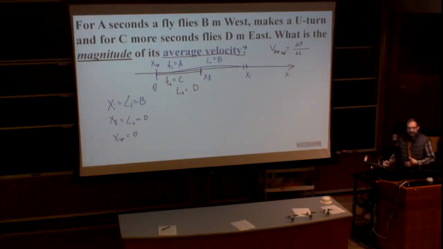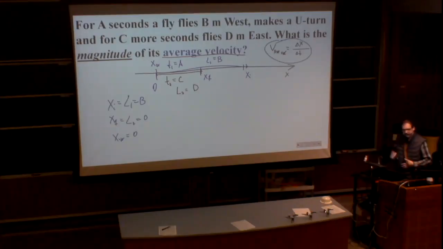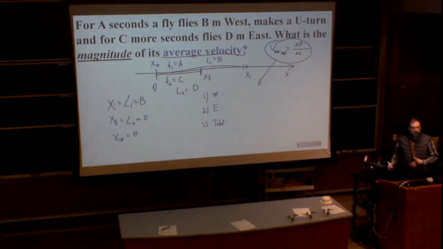And now this situation has three individual parts. We can discuss the motion to the left, the motion to the right, and the whole motion, which means we can apply the same equation three times. First time we can apply it to the motion due west, second time to the motion due east, third time to the total trip. The same equation, but when we apply it, of course, we will have to use specific numbers or variables related to those quantities.